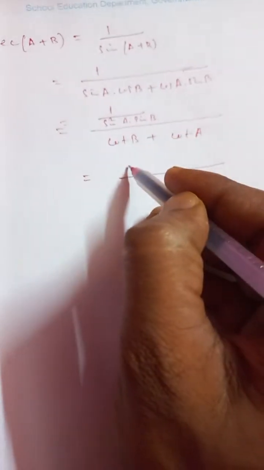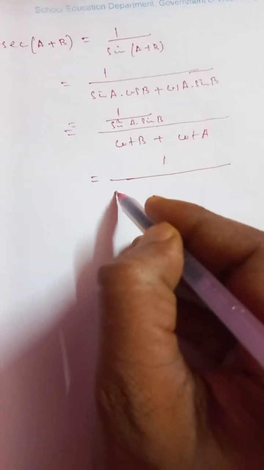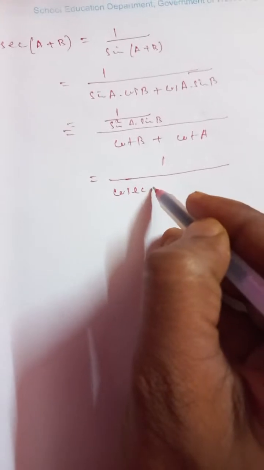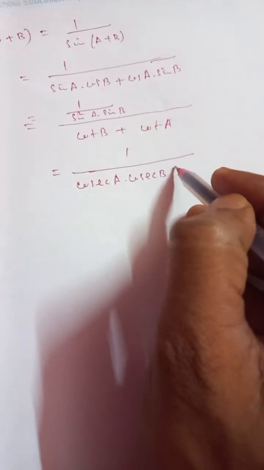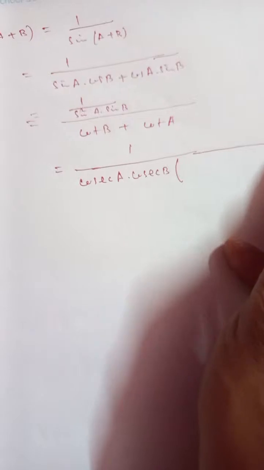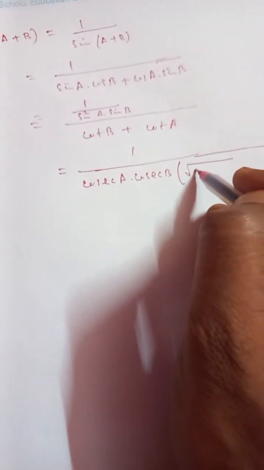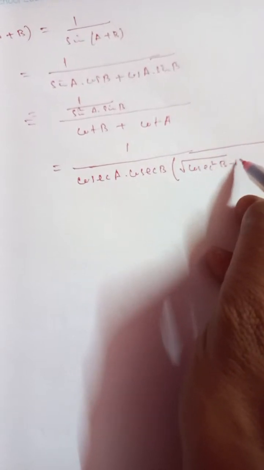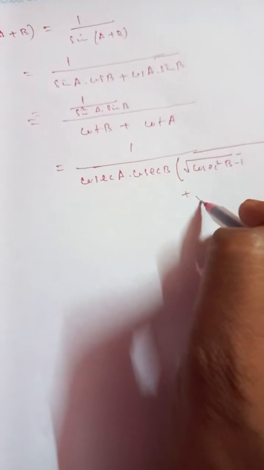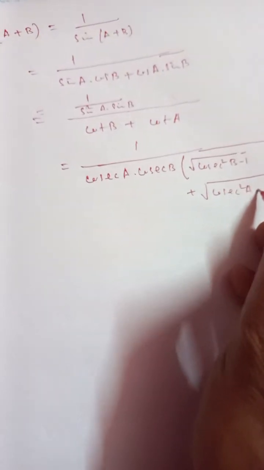So this will be cosec A multiply cosec B, and this will be under bracket cot B is equal to under root cosec square B minus 1, plus under bracket cosec square A minus 1. So this is also another form.